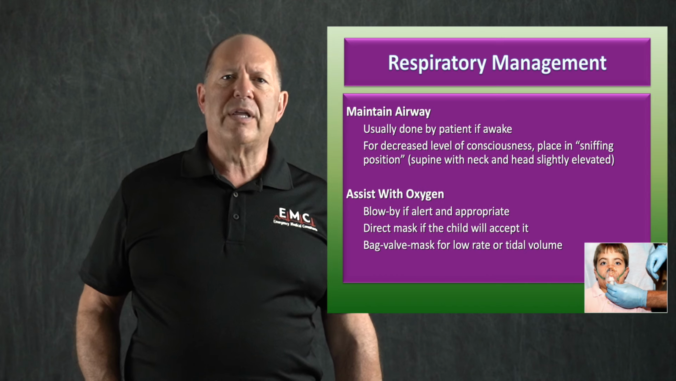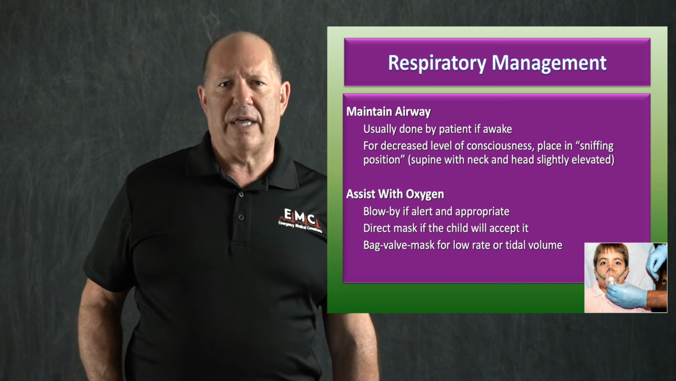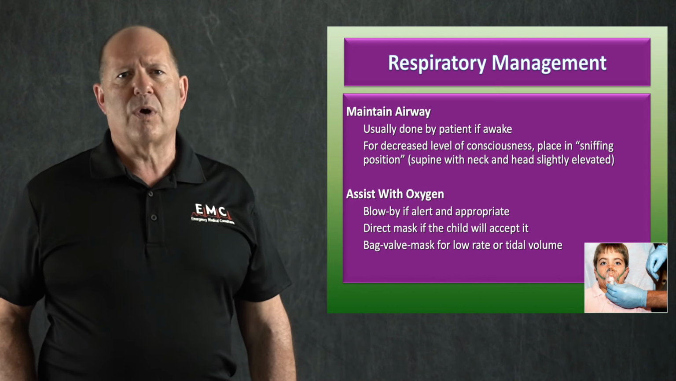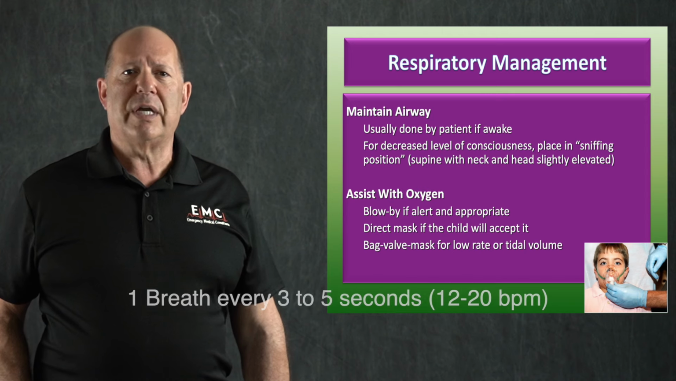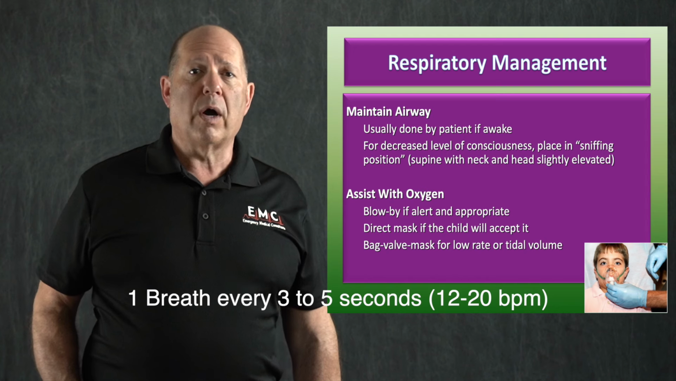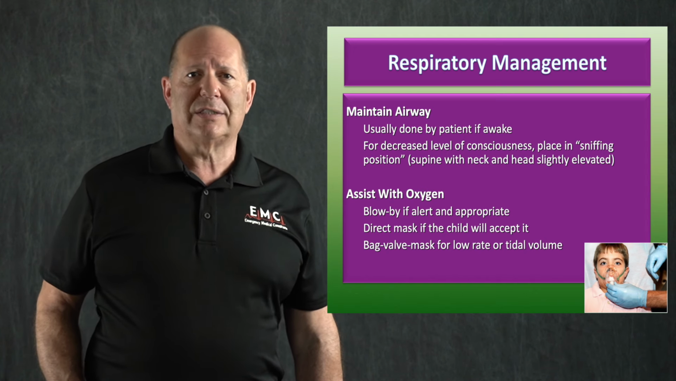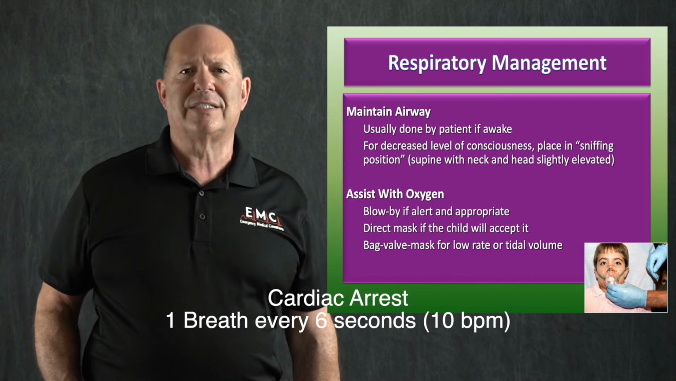If the child is not breathing or not breathing effectively, we know that we may need to bag valve mask them, and we bag valve mask them for respiratory arrest only at about 1 breath every 3 to 5 seconds, or 12 to 20 breaths a minute. Or if the child is in cardiac arrest and we're doing CPR, it's the same as an adult, 1 breath every 6 seconds.